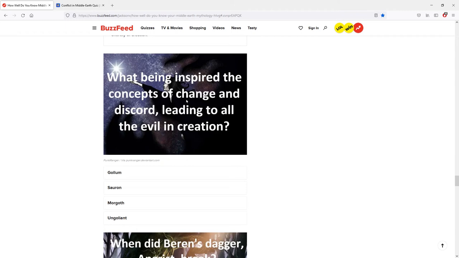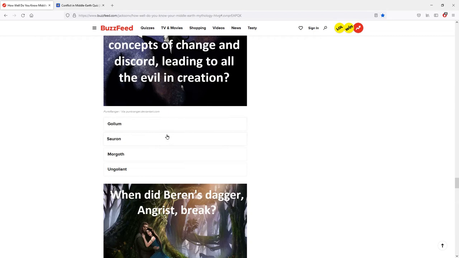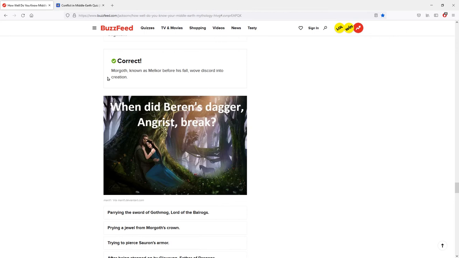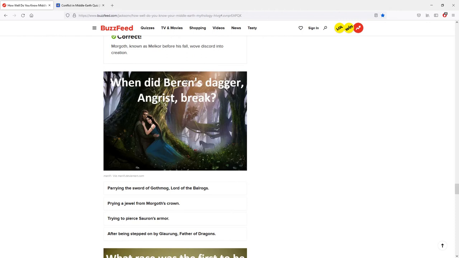What being inspired the concepts of change and discord leading to all the evil in creation? Gollum, Sauron, Morgoth, or Ungoliant? It's Morgoth. Morgoth, known as Melkor before his fall, wove discord into creation. When did Beren's dagger, Angrist, break?